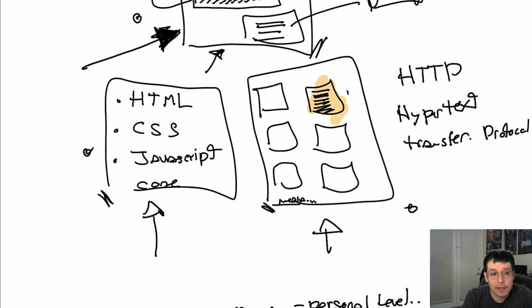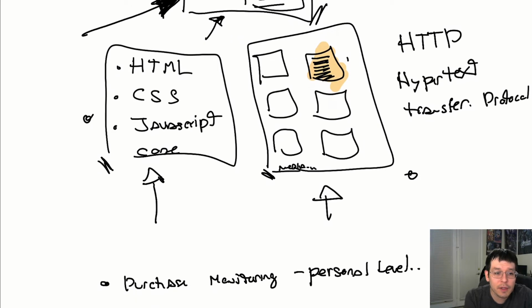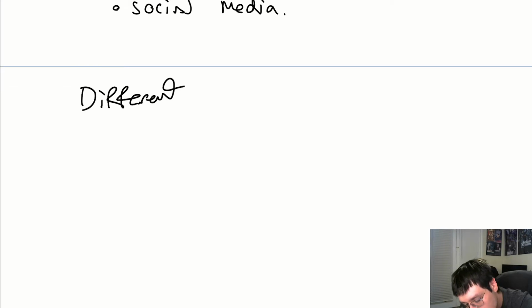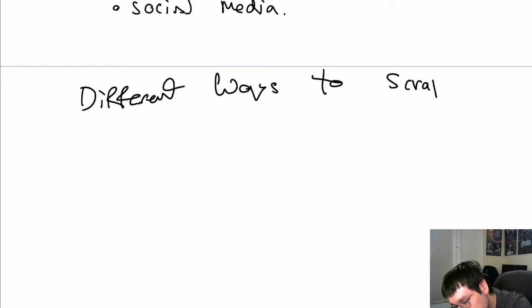So how do you get it? What are the different ways that you are able to extract information? Okay, so let's talk about the different ways to scrape.